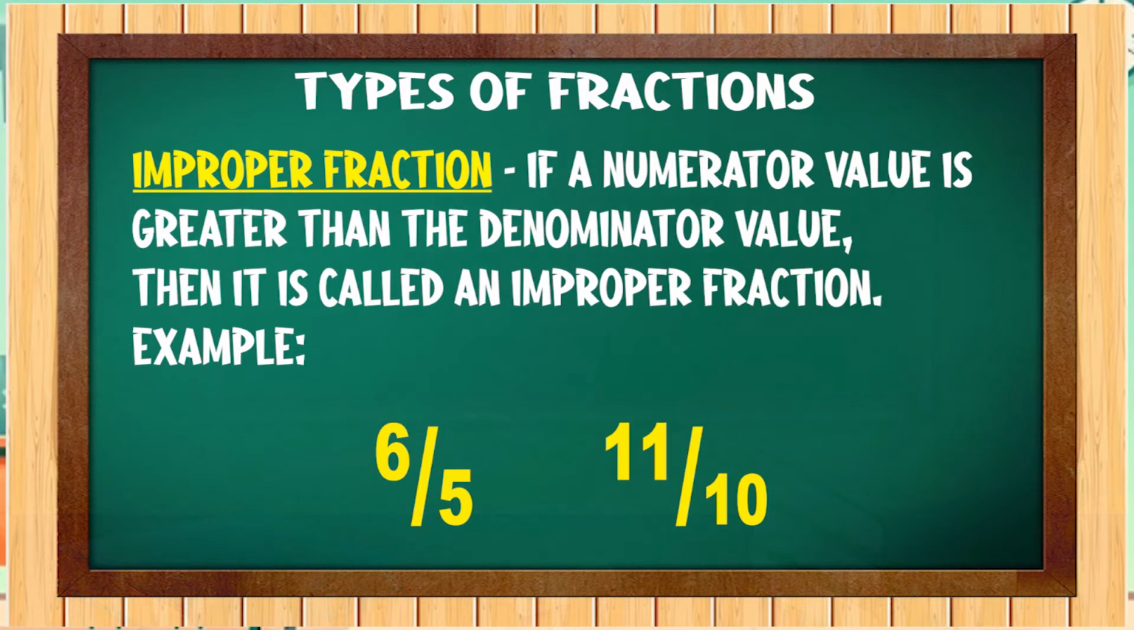Another type of fraction would be improper fraction. If the numerator value is greater than the denominator value, then it is called an improper fraction. For example, we have 6/5 and 11/10. Okay, so in this case, 6 of course is greater than 5. And in the other instance, 11 is greater than 10. So we call those fractions improper fractions.